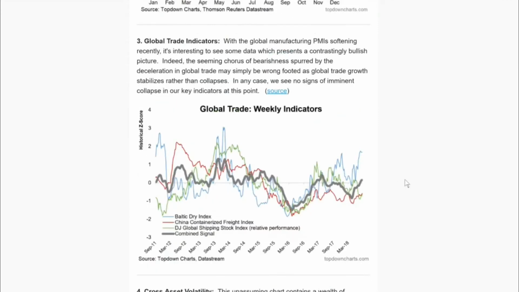Number 3 is the global trade indicators. This one's quite an interesting chart. What we've got here in the blue line is the Baltic Dry Index, the green line is the Dow Jones Global Shipping Stock Index relative to MSCI World, and the red line is the China Containerized Freight Index. So basically 3 different measures of the shipping industry or shipping costs, and that's kind of taken as a proxy for global trade activity. And that grey line is just a combination of the signals.